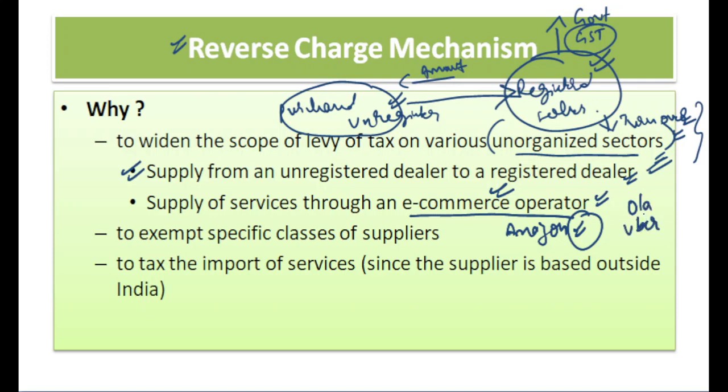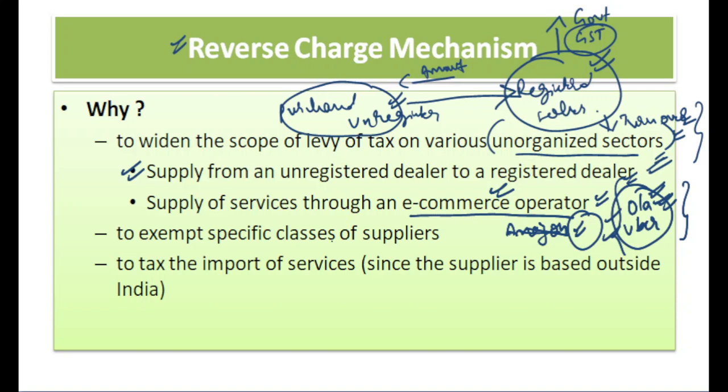Even there, the taxi person won't be able to register under the GST because his sale and his turnover, his service providence will be low. But the Ola company will deduct the GST and it would deposit. Compared to Amazon example, this Ola and Uber is a better example. So you can remember the Ola and Uber example.